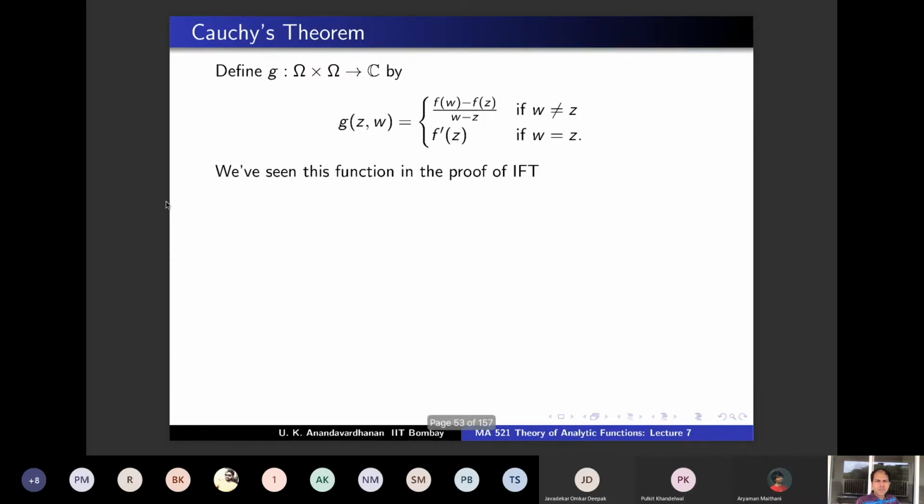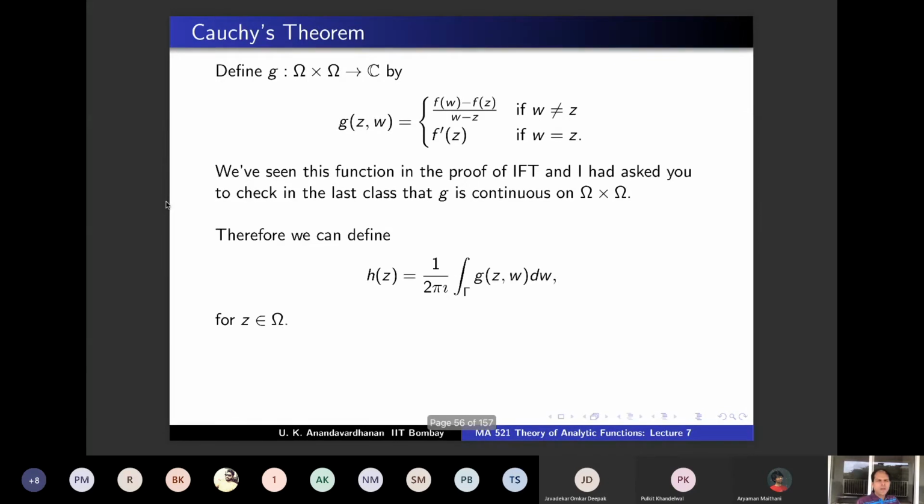What we are doing is this: it is continuous as a function of two variables, which I had asked you to check, and it's there in Rudin. So I assume you have checked that. It's continuous on omega cross omega. This is our starting point, and therefore I can define this thing. This makes sense, right?